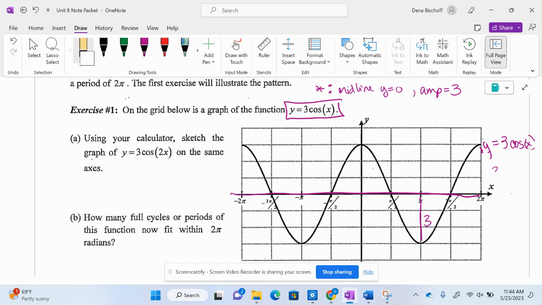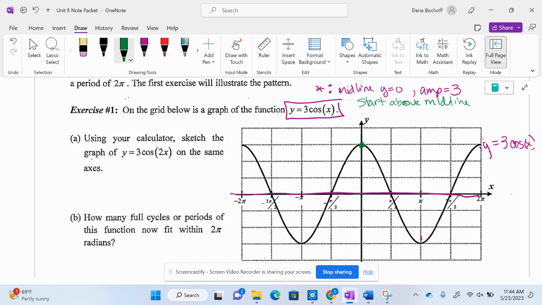Okay. We know it's a cosine function because it says y equals 3 cosine x, but where does it start? Does it start above the midline or below the midline? It starts above the midline. So that's another reason that we know it's a cosine function.